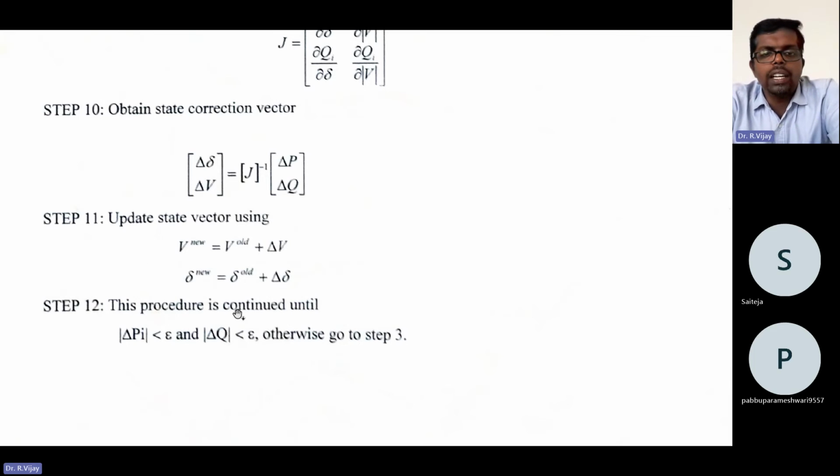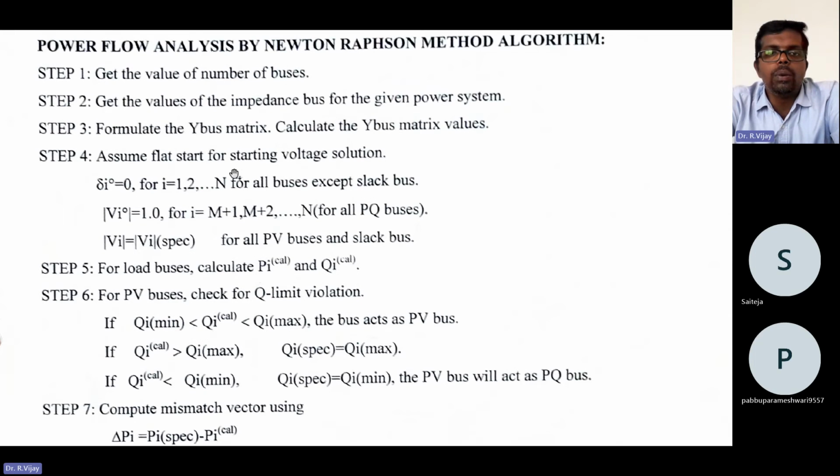This procedure is continued until del PA is less than the tolerance limit, that is this epsilon. This epsilon value you take as 0.001, and it depends on the problem. If you take 0.01 also, it will execute. It depends on the user, how fast you need to calculate. Otherwise, the program will run for n times. Next, otherwise, go to step 3. If the epsilon is not within the limits, you need to go to step 3 and proceed the same.